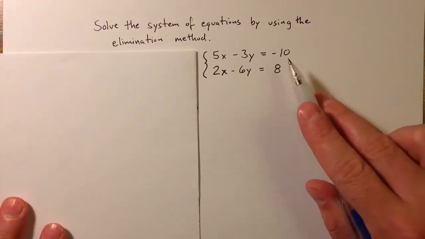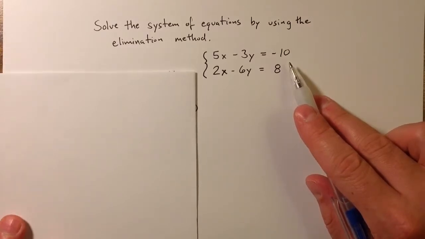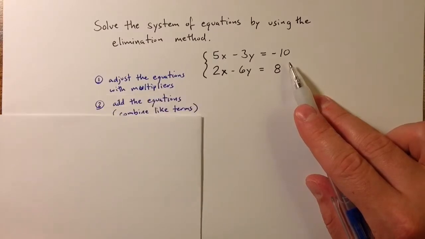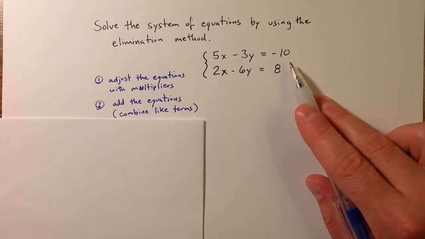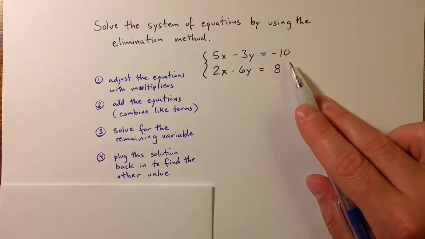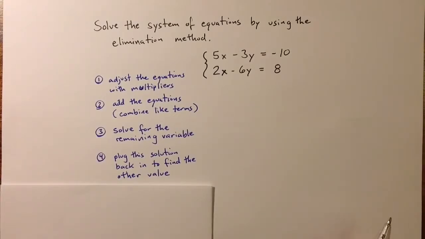Let's take a look at how to solve the system of linear equations using the elimination method. To use the elimination method, we're going to adjust the equations with multipliers and then add the equations together. This will eliminate one of the variables if we do it correctly. We can then solve for the remaining variable and plug that value back in to find the value of the other variable.